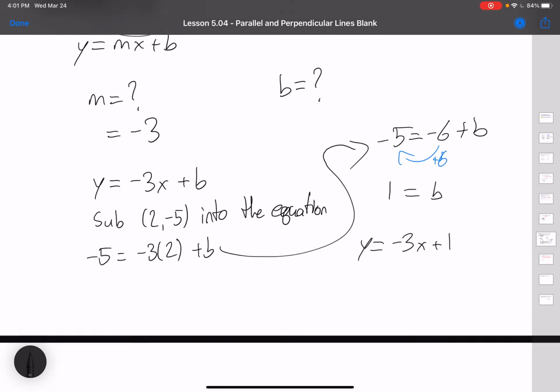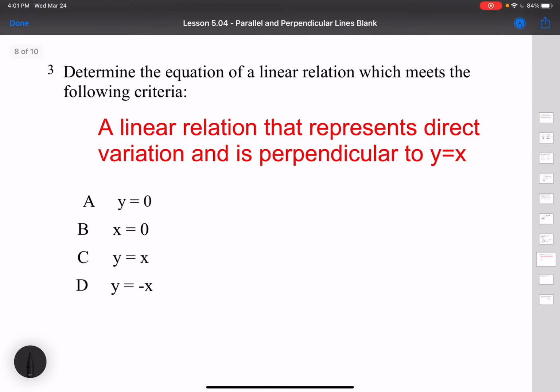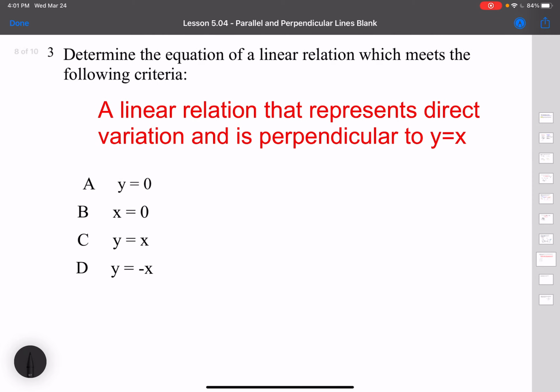Let's take a look at another one. Just a quick little question for you to think about. Determine the equation of a linear relation which meets the following criteria. A linear relation that represents direct variation and is perpendicular to y equals x. So which of those follows that?